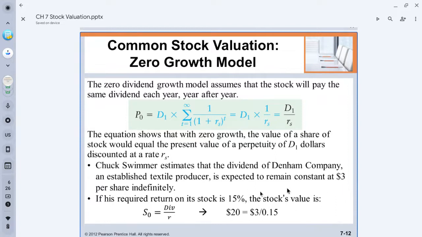So we know what is going to be a constant dividend, and what we need more is the required return. It says if the required return on this stock is 15%, then dividend over R, right? $3 over 15% comes to $20. So this is the intrinsic value or rational price of this stock. Okay.